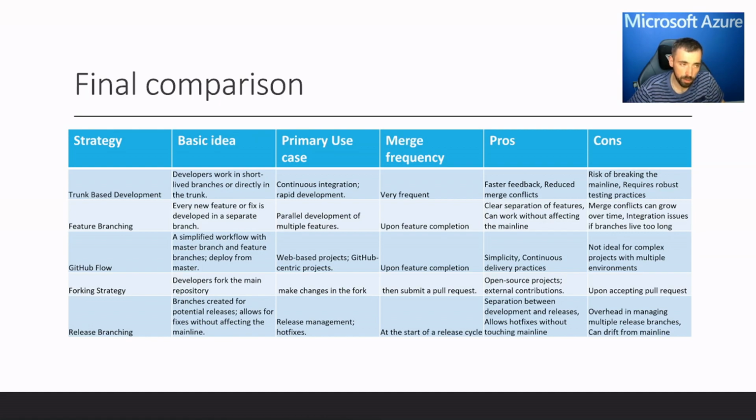GitHub flow, very similar, but it's a simplified workflow with master branch and feature branches deployed from master. Forking strategy, which is for the open source projects typically. Developers fork from the main repository. And then release branching, branches created for potential fixes, allowing for fixes without affecting the main line.